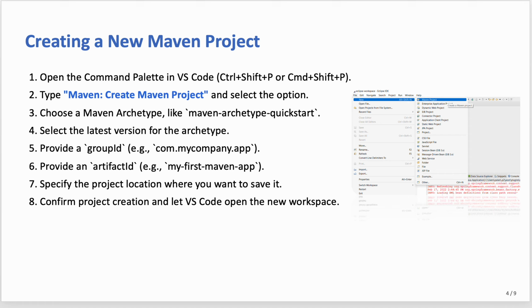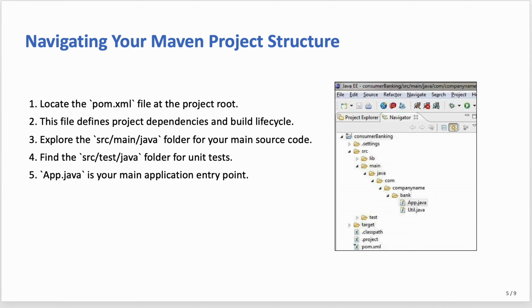Then choose a Maven archetype like maven-archetype-quickstart and select the latest version for the archetype. Then provide a group ID, com.mycompany.app, and specify the project location where you want to save it. Then confirm the project creation and VS Code opens the new workspace.